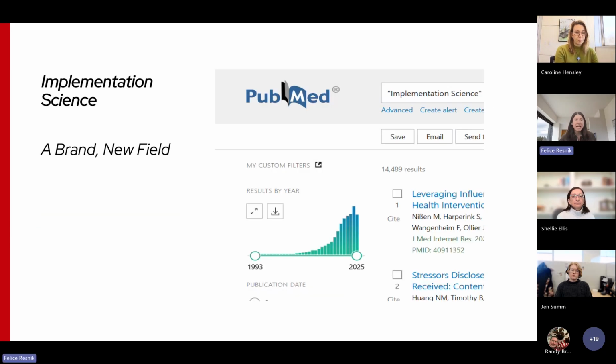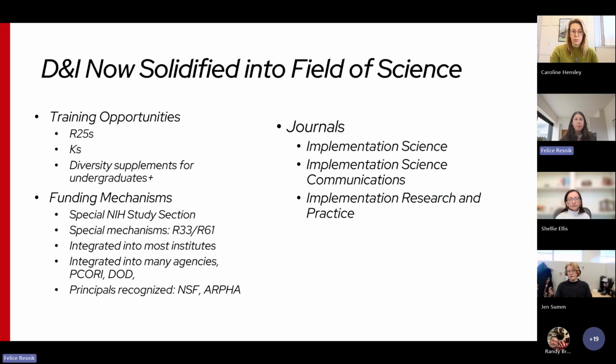So implementation science is a relatively new field. If you can see by publications, it's less than 35 years old. Now it builds on a history that has gone on much longer than that, but implementation science as a specific field is still considered relatively new. But it is maturing. It's probably now in the gaining momentum stage. It's solidified into a field of science with dedicated journals, training opportunities, funding mechanisms. It's solidly a young adult in terms of its lifespan as a science.